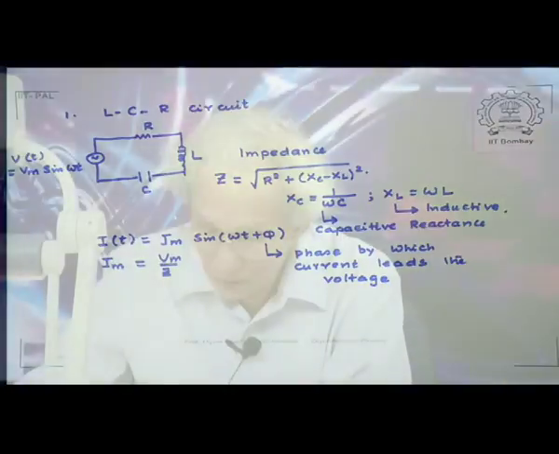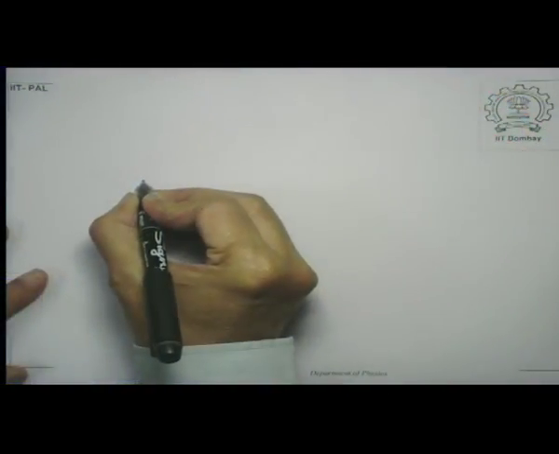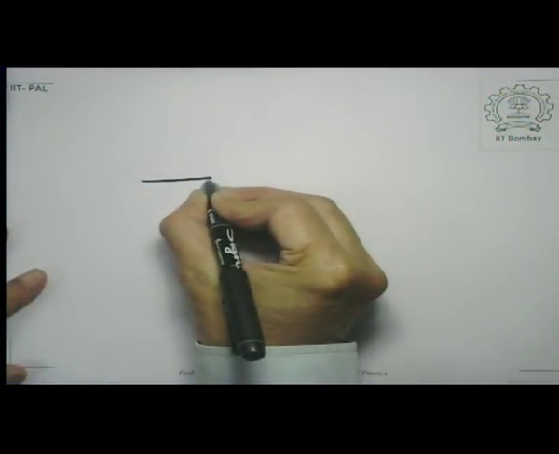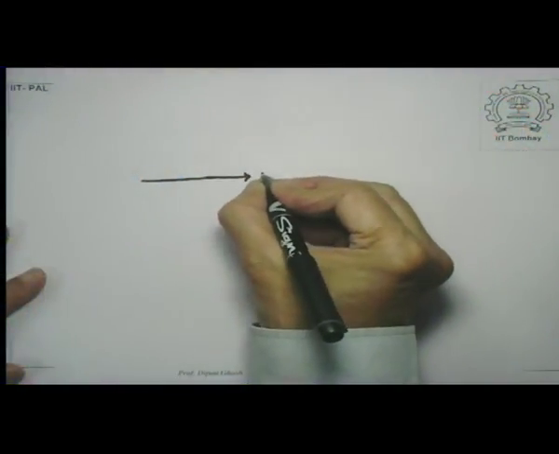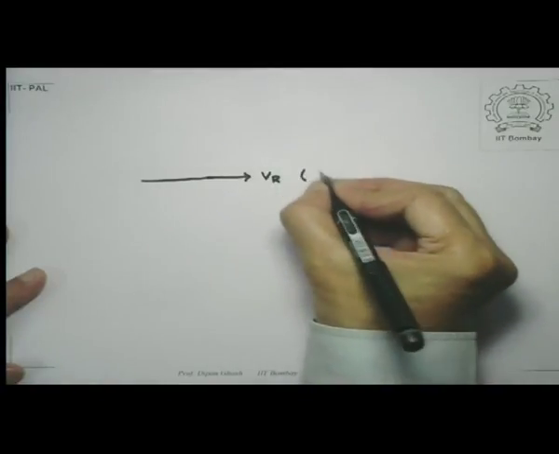Now, what we did last time is also to look at a graphical interpretation of what's happening. Suppose I take the direction of the current as this. Now remember that the direction of the current is the same as the direction of the voltage drop across the resistance. So I will write this direction as VR, which is actually equal to I times R, which is also along the direction of current.